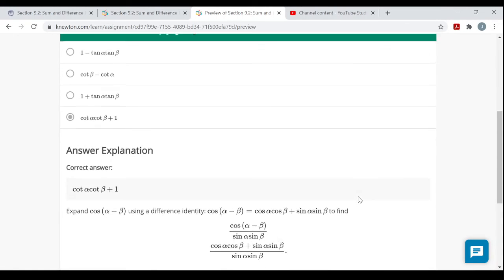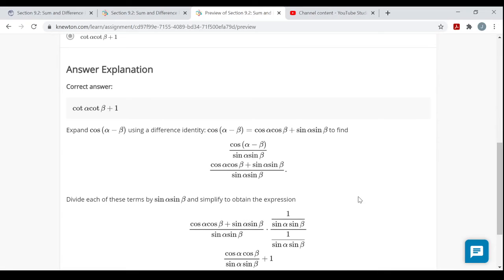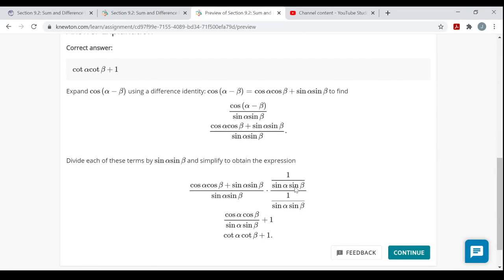Wonderful. And they go through the same procedure I just went through. They multiply the numerator and denominator by the reciprocal of sine alpha sine beta. All I did was divide each term by sine alpha sine beta. It's the same thing.